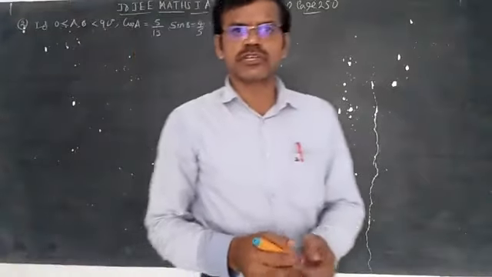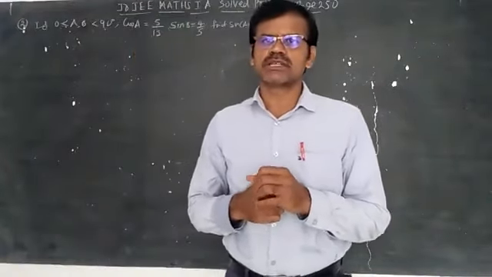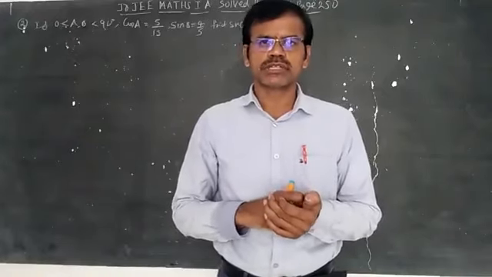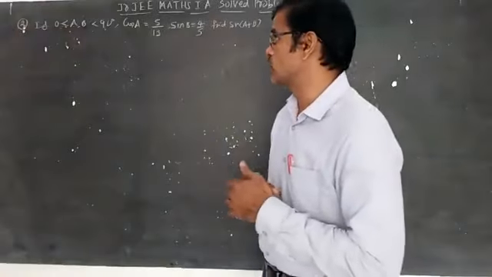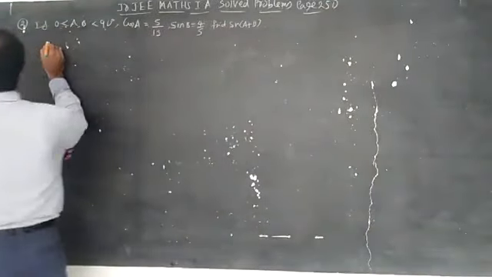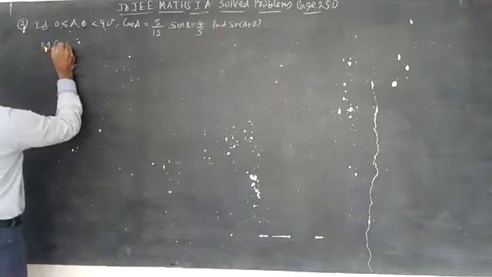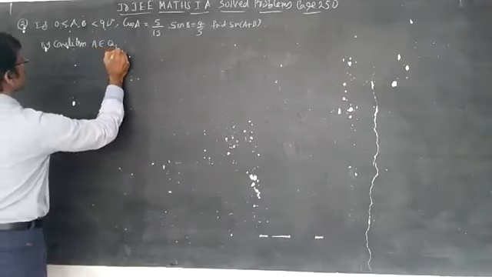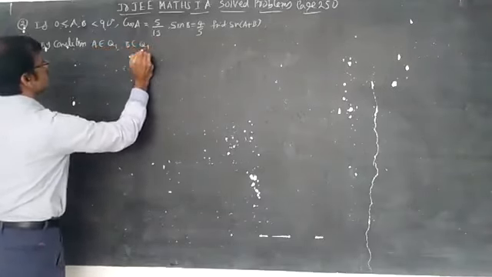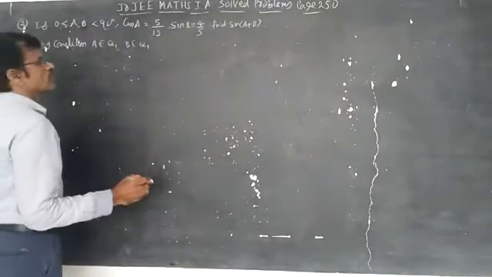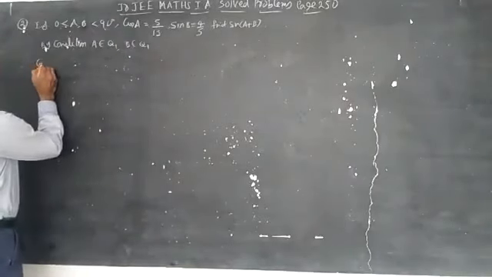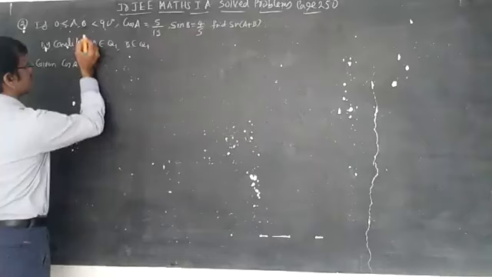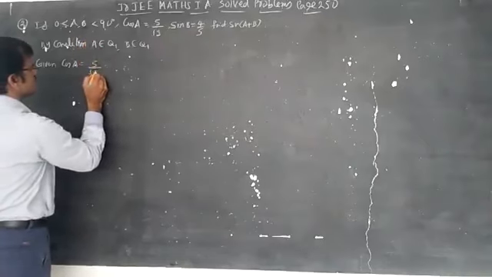Given the condition that 0 less than A, B less than 90, you can understand that A, B are less than 90 and greater than 0. So they are in the first quadrant. Of course, A and B both are in the first quadrant. We have to find sine of A plus B. Given cos A is equal to 5 by 13.